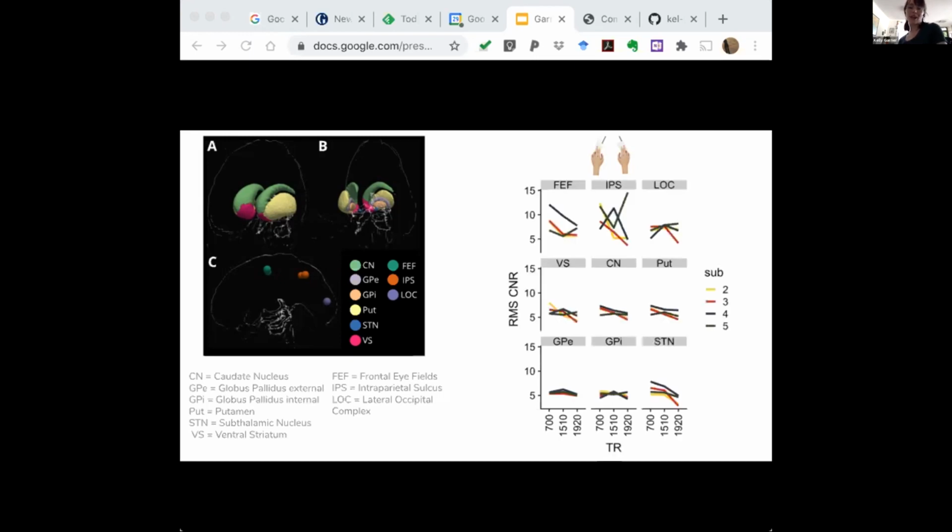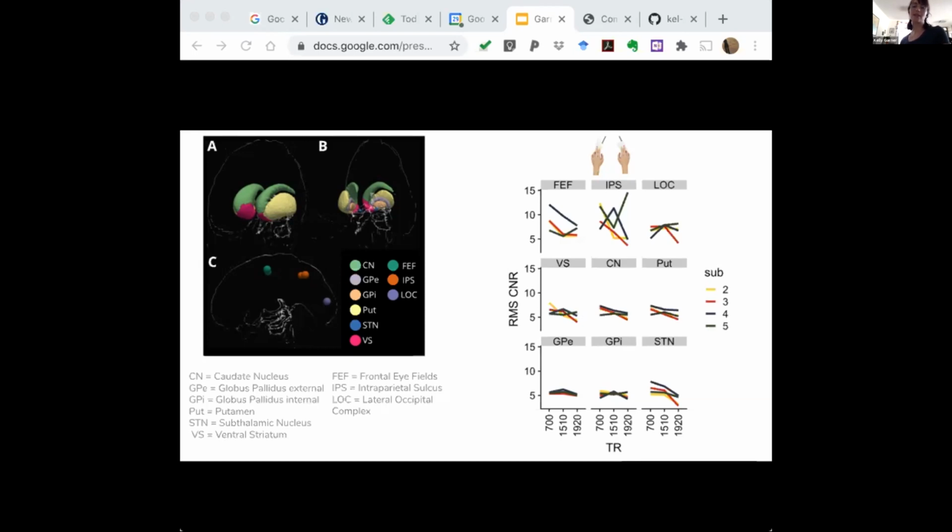And so now I show you for all our ROIs. And as you can hopefully see, we don't see any particular pattern in the cortex, which is that top row of plots there. But we do see a statistically significant trend in the basal ganglia ROIs, for the protocol with the shortest TR offering the best signal.